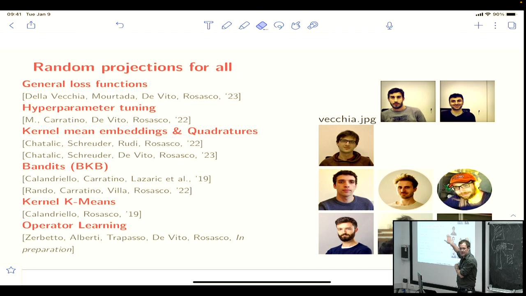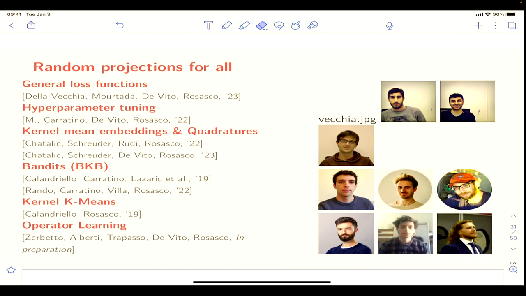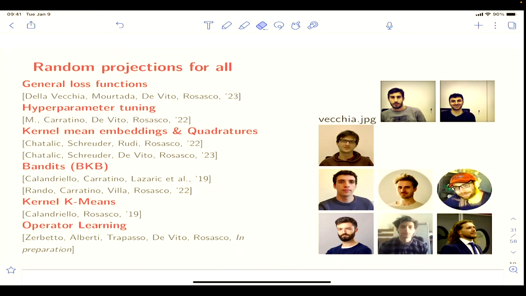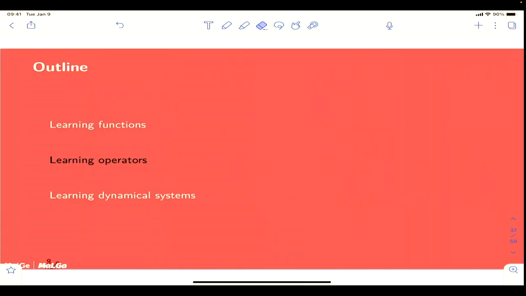So this is a list of all the projects we've been doing, and what you see here is that this idea you can use beyond. You can take loss functions other than the square. You can try to use this idea to do quadrature methods, by using the kind of importance sampling that we discussed before. But you can move to other problems like bandit problems or unsupervised learning problems like K-means. I want to talk a bit about operator learning. Okay, these are a bunch of people that did this kind of work.